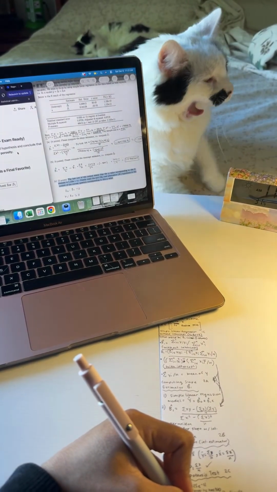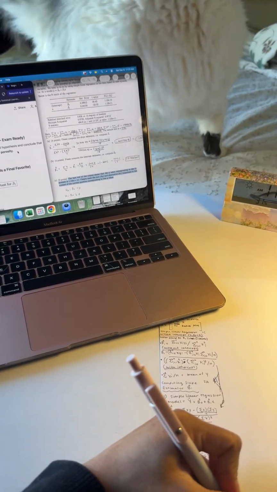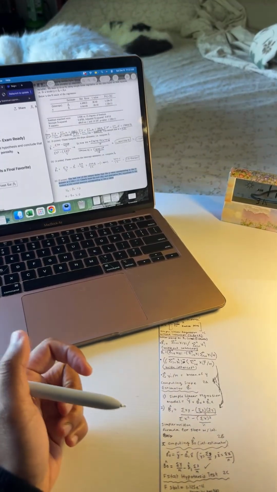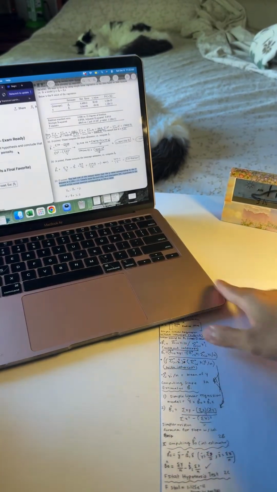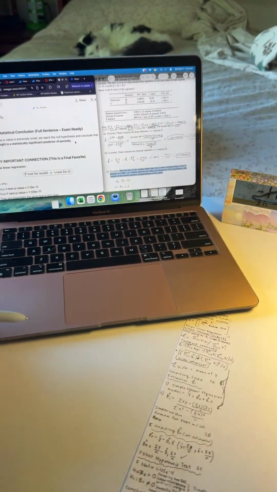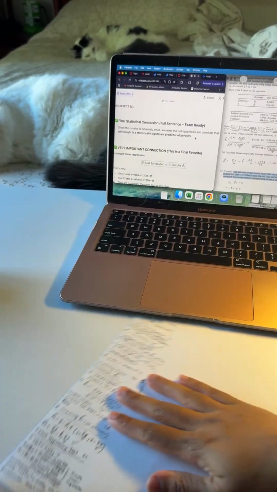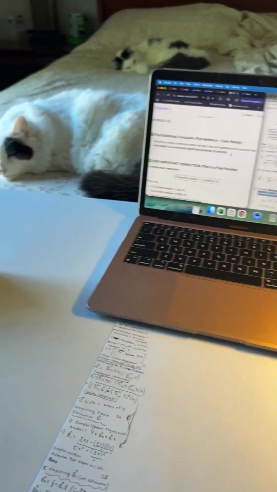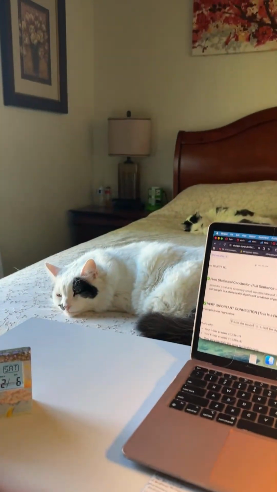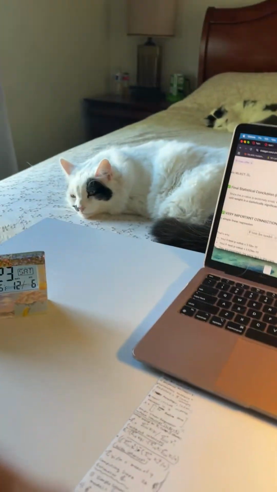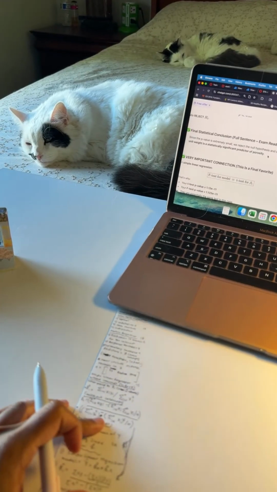Sorry. He's not used to me writing. I'm usually like reading, and that doesn't disturb him while his head is sleeping here. But he likes to participate in studying. This is nice because you can't tell my bed is unmade from the other side. We are Charlie Kirk.